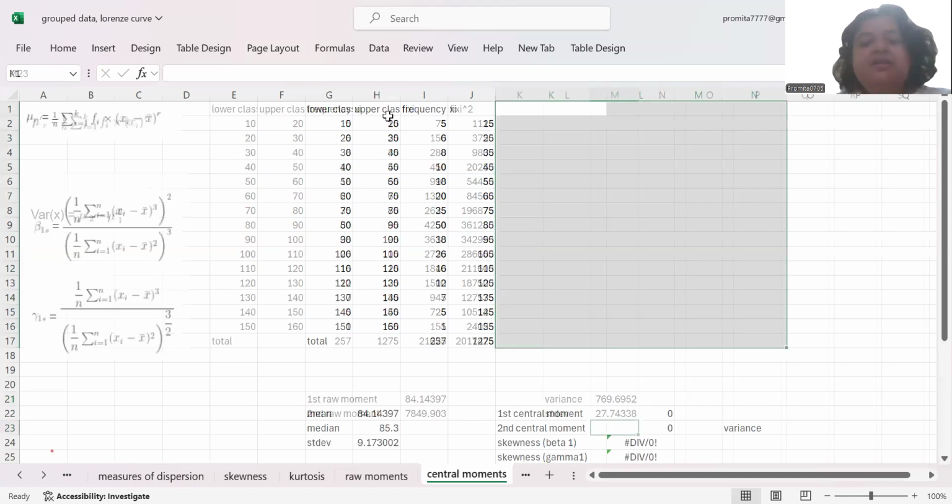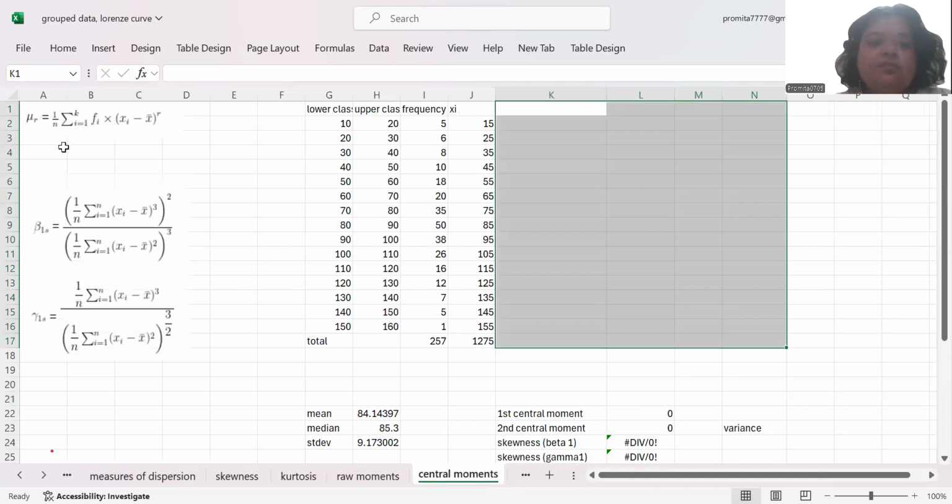Next, we will calculate the central moments. Again, the central moments formulas are given here. To calculate any central moment of a particular order, we have to calculate the mean deviation and take that power. Like for the first moment, it is xi minus x bar. For the second central moment, we'll have to calculate xi minus x bar whole square, and so on.